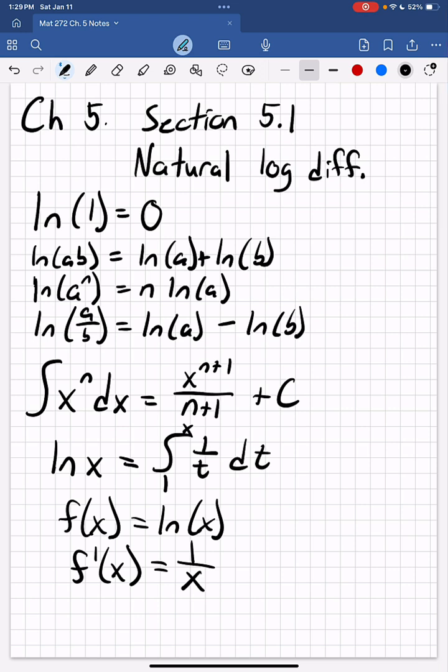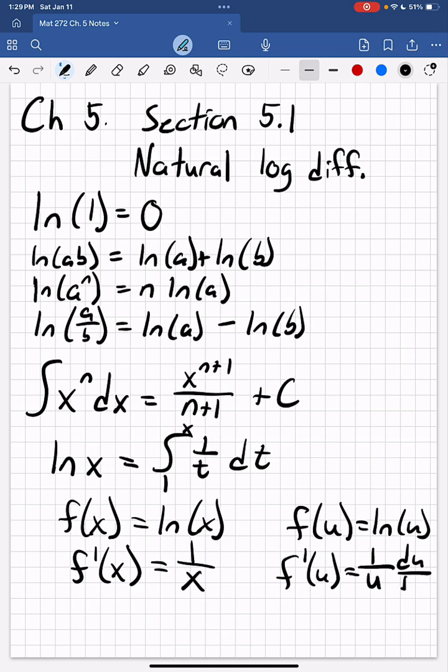Okay? It can also be said that if we have a function of u that's the natural log, so if we have something other than x, like x squared plus 2, or 5x squared, or x cubed plus 5, then the derivative of it would be 1 over whatever the u is, times du dx. So we multiply that by du dx. Okay, so I'll show you what I'm talking about in just a moment.